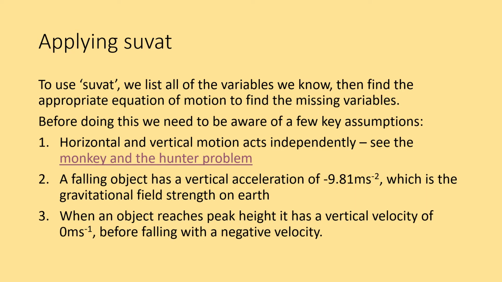So a falling object has to have a vertical acceleration of minus 9.81 meters per second squared, and that's the gravitational field strength of Earth. When you throw something up in the air, it's going to reach a peak height. It's got a vertical velocity now of 0 meters per second, and then it's going to fall again with a negative velocity. So these are arbitrary direction points. Down, or towards the center of the Earth, is going to be thought of as negative.